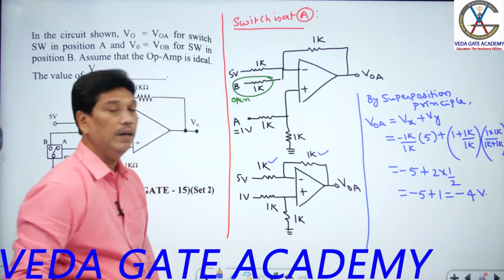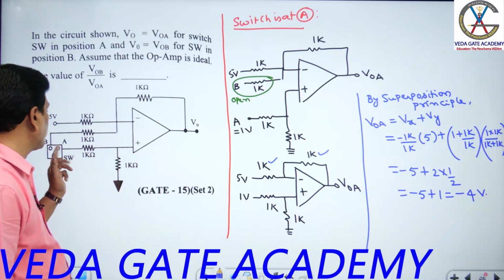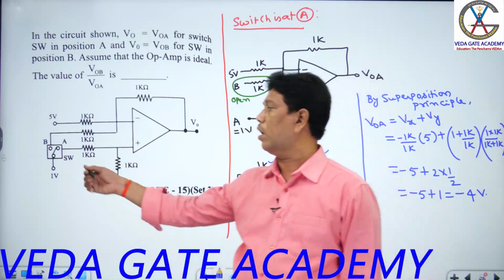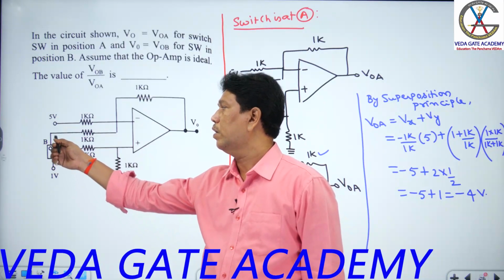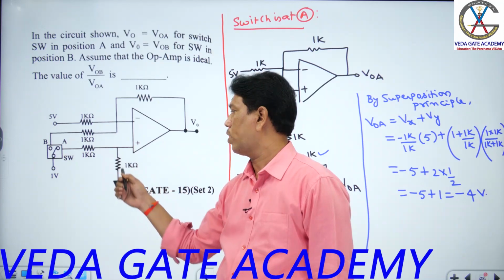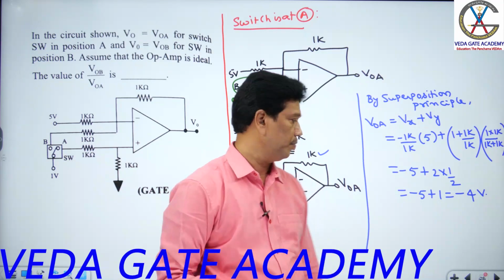A is to be disconnected. The switch must not be connected to both positions at the same time, sir. The switch is connected to either A or B at a given time. Do not connect it to both conditions, sir. So now connected to B means A should be open there. A should be open, sir. This is 1K, this is 1K. A is open there.